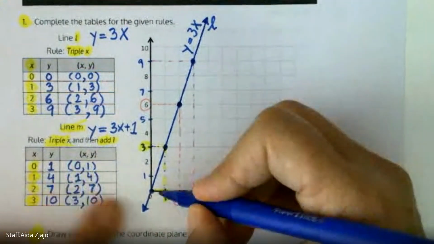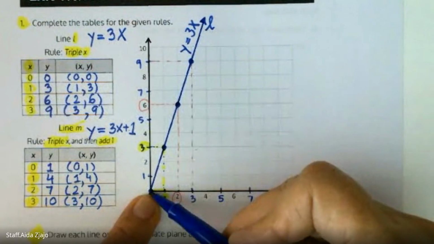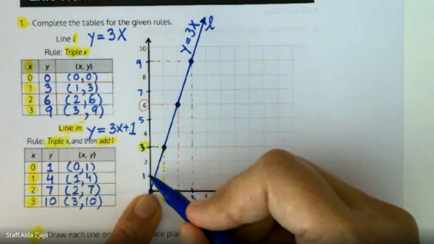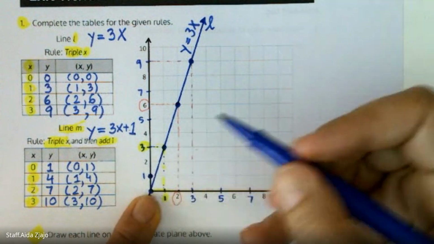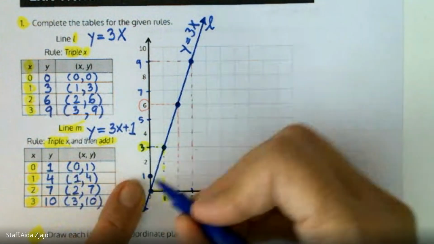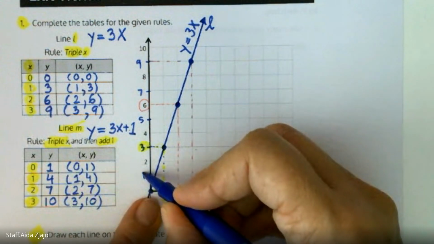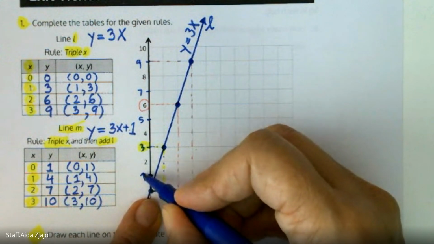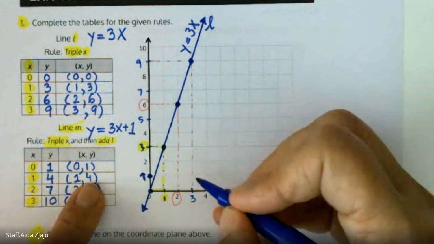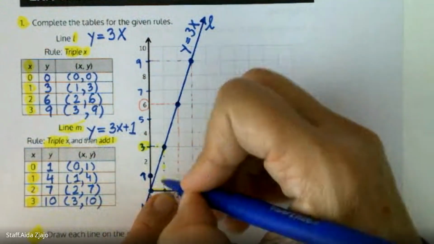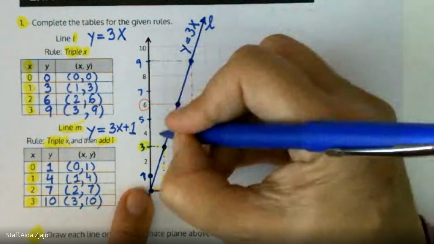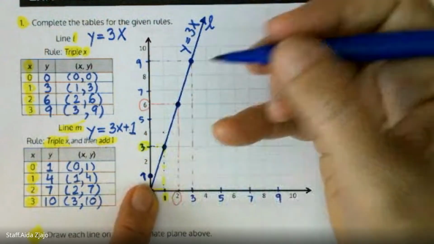0, 1. So if x is 0, y is 1, so you go up, and this first point is on the y-axis, 0, 1. So here is that point. Next is 1, 4. So x is 1 and y is 4. The next one is right here.